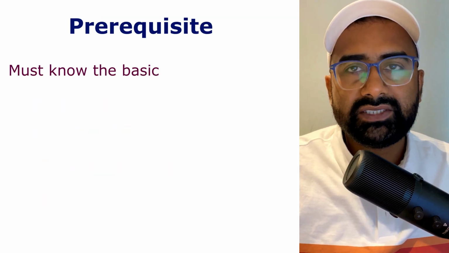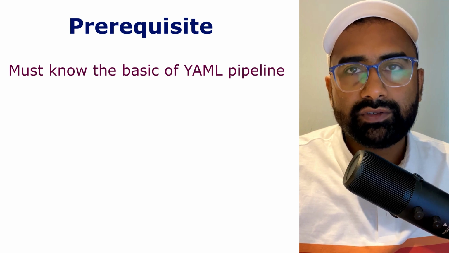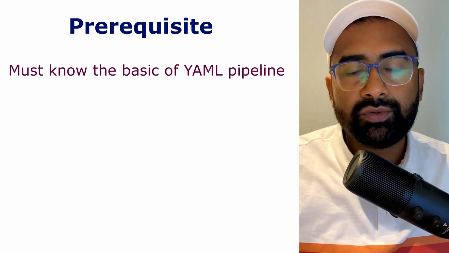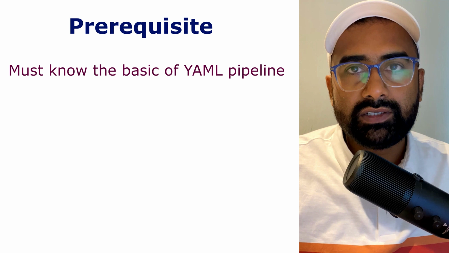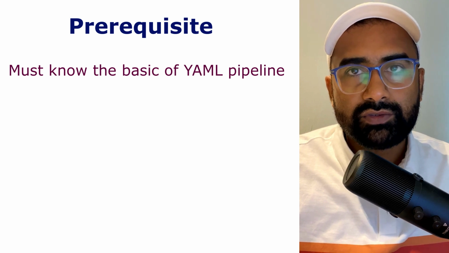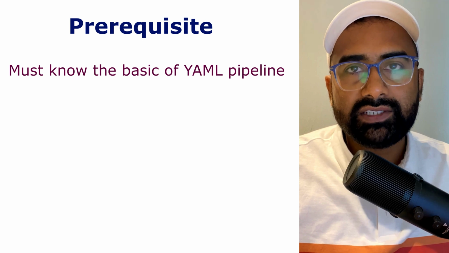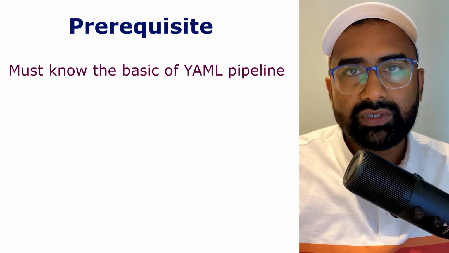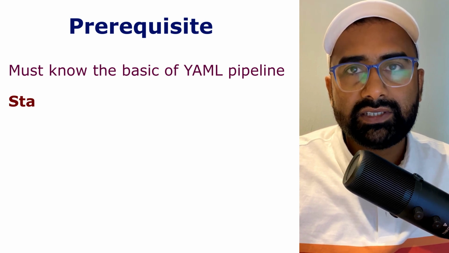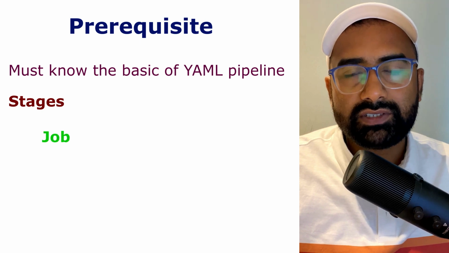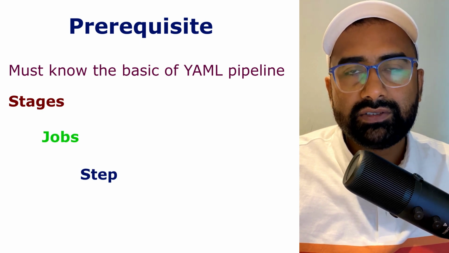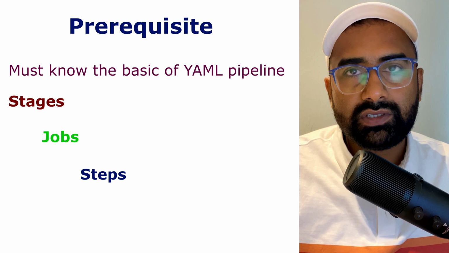So before we start, as a prerequisite, we should have a basic understanding of YAML pipeline. So if you are new to YAML pipeline, don't worry, I have attached a tutorial in the video description. So let's recap some basic understanding of YAML pipeline. So as you know that in YAML, we have three main components. First is stages, second is the jobs, and third is steps. So under the stage, we create multiple jobs. Under the jobs, we add multiple steps. And this is a hierarchy we have in a YAML pipeline.